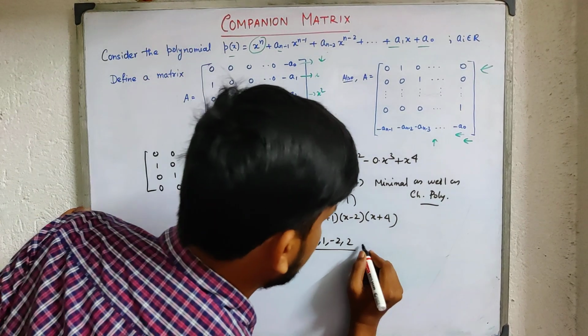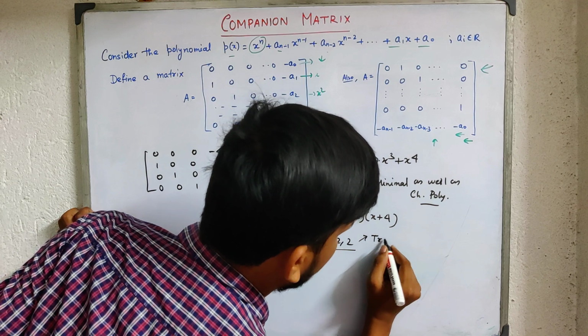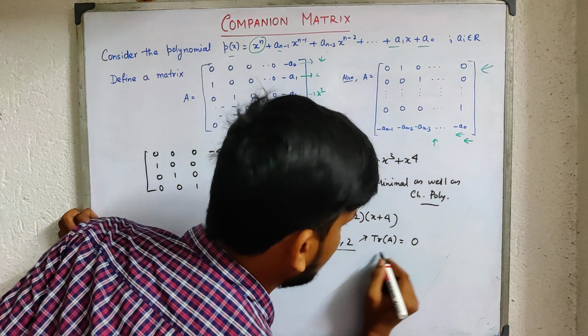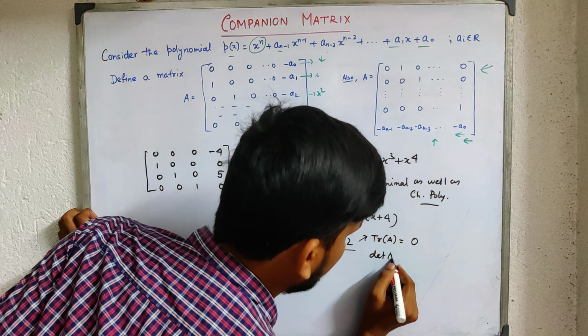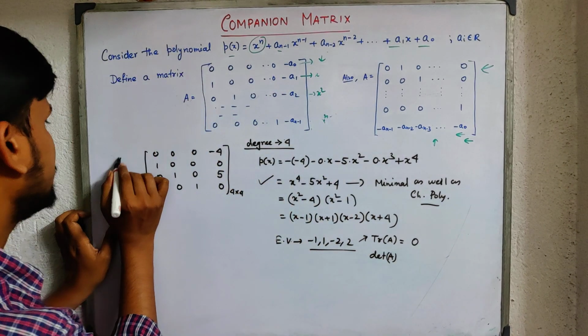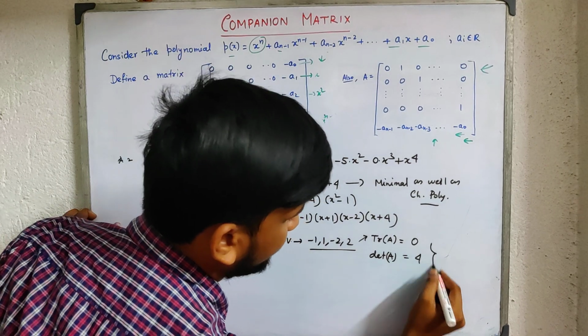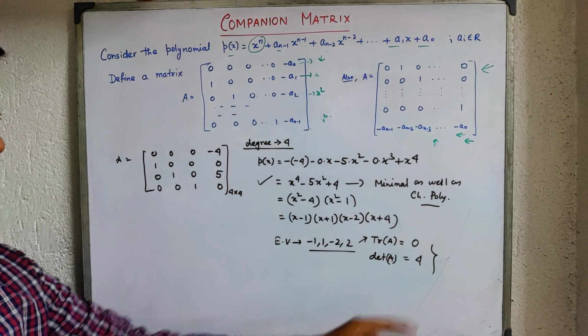Now what are the trace and determinant? From the eigenvalues we can check the trace of A. This is equal to -1 + 1 - 2 + 2 = 0. And the determinant of A, suppose this is A, is equal to 2 to the power 4, so this is 4. Okay, so the determinant of A equals 4.